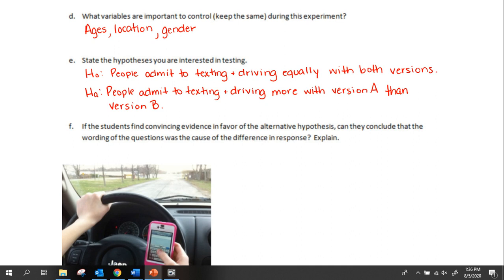If the students find convincing evidence in favor of the alternative, can they conclude the wording of the questions was the cause of the difference in response? And again, this was an experiment, so the answer would be yes, because all other variables are controlled.